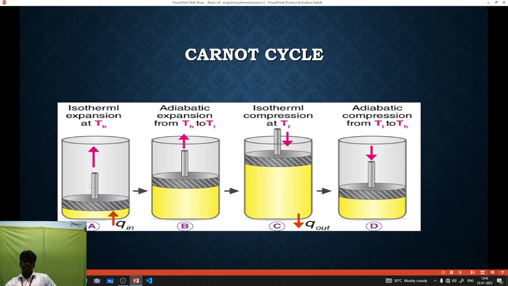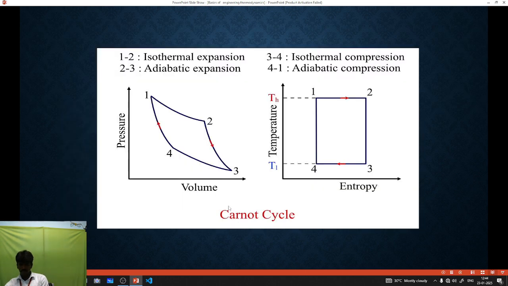At that time, the expansion takes place isothermally. The temperature will be constant, and further, with some more heat added, the expansion will be adiabatic expansion. No heat transfers from system to surroundings or from surroundings to system. It shows in figure B. The process 1 to 2 is isothermal expansion, and 2 to 3 is adiabatic expansion.